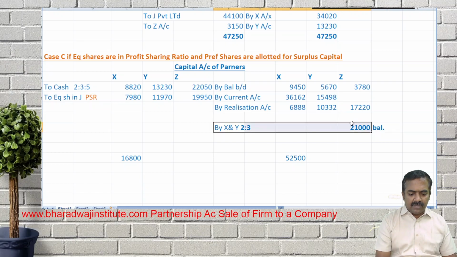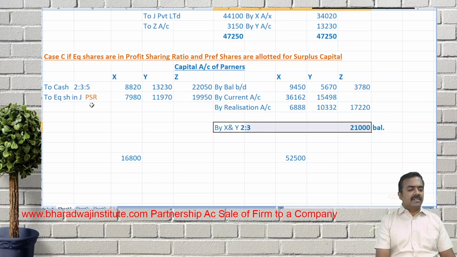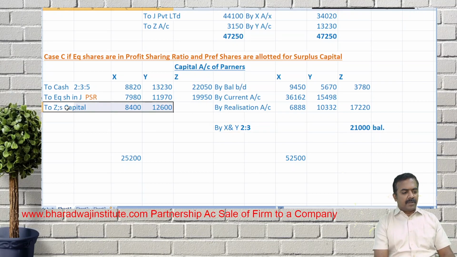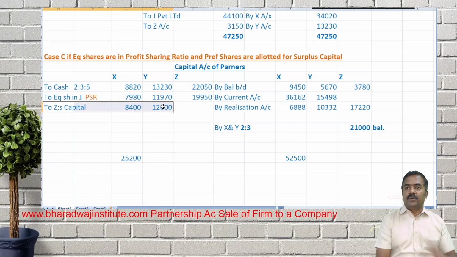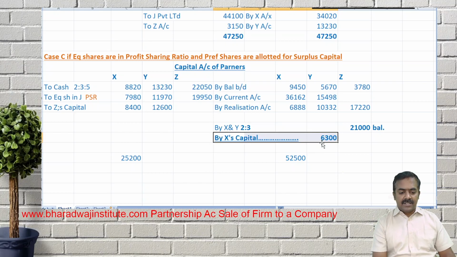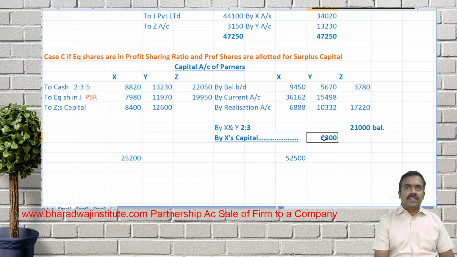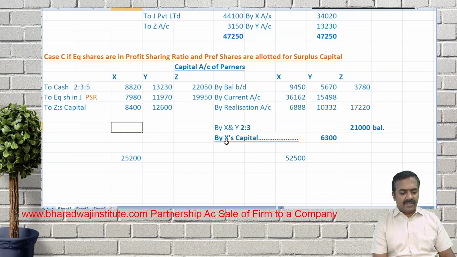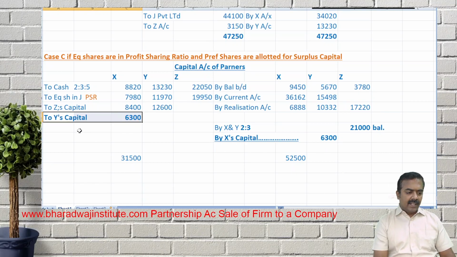This 21,000 of loss will be borne by the remaining partners in which ratio? Profit sharing ratio. What is the profit sharing ratio? 2:3 ratio. After sharing this, when we tally Y's account, a deficit comes. What is the deficit in Y's account? 6,300. This 6,300 will be borne by whom? Z we have already transferred. Who is left out now? X is left out now. This will be borne by X, after bearing all the deficits or after adjusting.